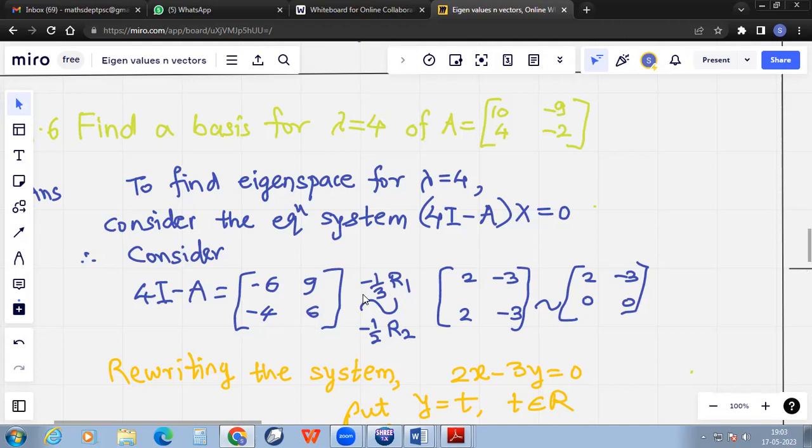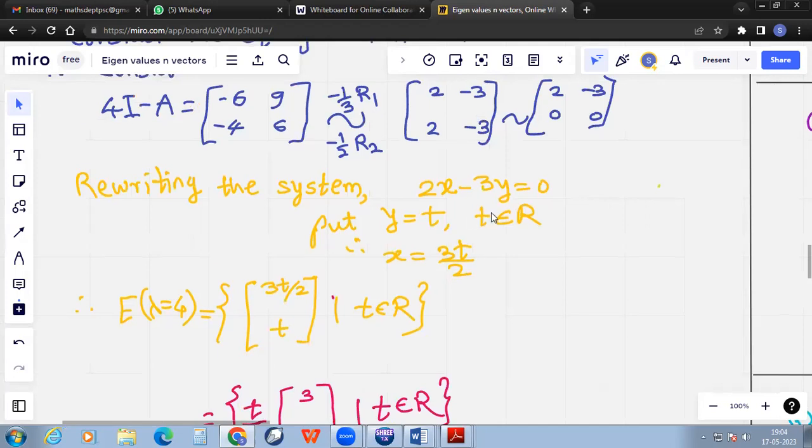So it's better you multiply R1, the first row, by minus 1/3, and the second row by minus 1/2, which gives you 2, minus 3, 2, minus 3. Same rows we are getting. So it's better we subtract the first row from the second row. So 2 minus 2 will be 0 here. Same entry we are subtracting, so 0 here. Once you get this kind of format, you rewrite the system. What I got here is 2x minus 3y equal to 0. Only one equation I got in hand.